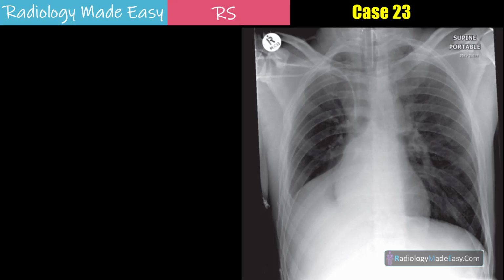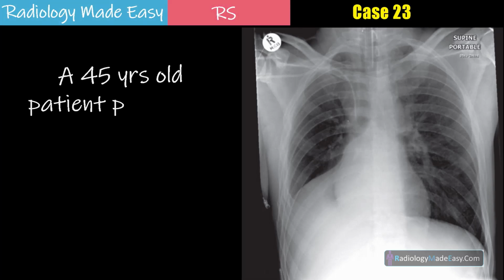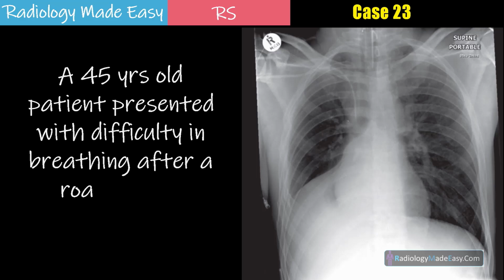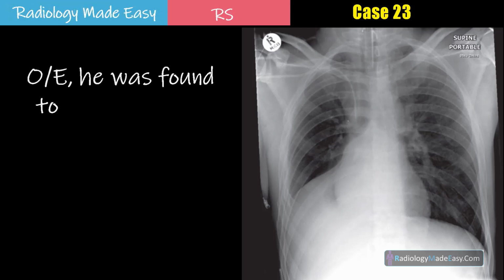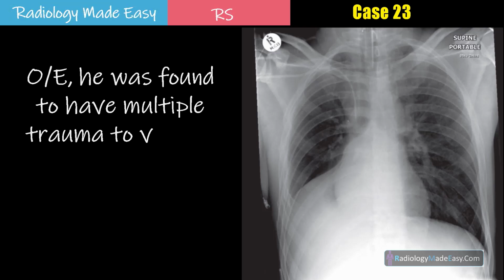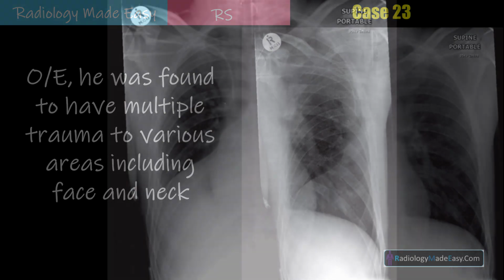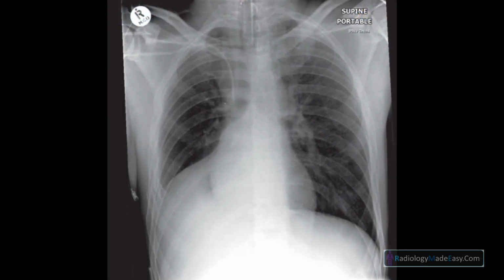So today's case, a 45 years old patient presented with difficulty in breathing after a road traffic accident. On examination, he was found to have multiple trauma to various areas including face and neck. This is the supine radiograph of this patient. Now observe carefully and think, what are your findings?